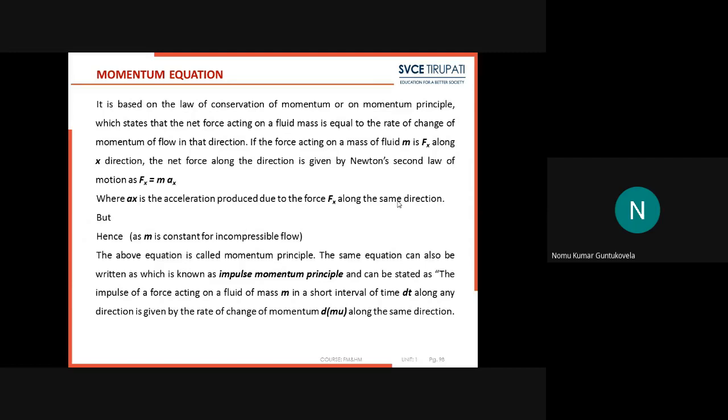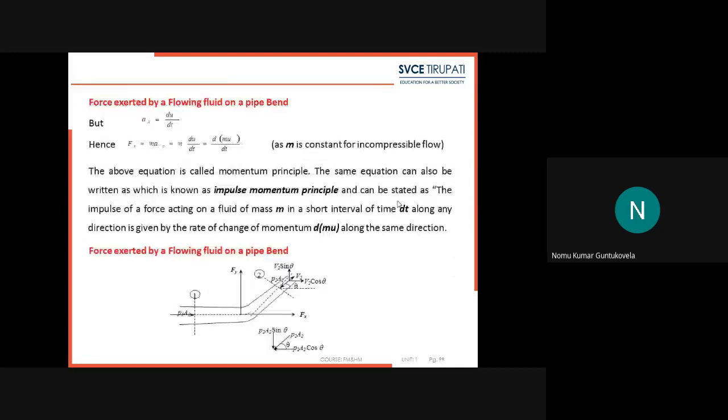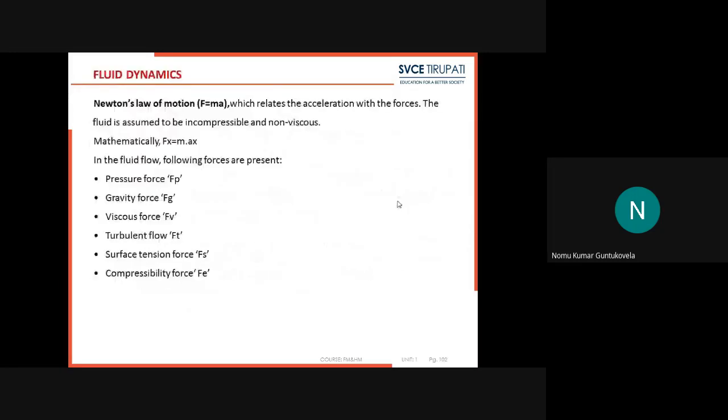Then acceleration is nothing but, so we are taking dt as the interval of time. Because acceleration we are taking as meter per second square, that is dv by dt, which is nothing but v into dv by dt. So it should be like this. So force equals mass into acceleration, and the rate of change of momentum is d into mu by dt. So like this, they are considered.